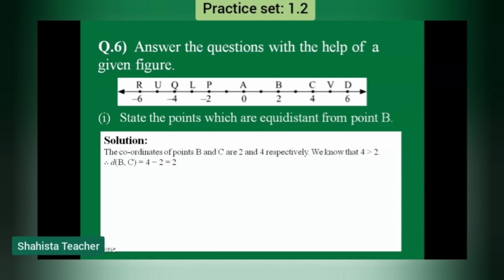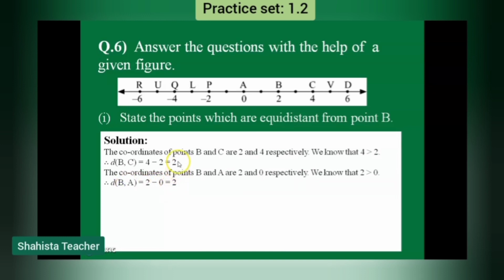Here 2 is greater than 0. Is that clear? 2 is greater than 0. So 2 minus 0. Okay. So here we will write the coordinates of B and A are 2 and 0 respectively. We know that 2 is greater than 0. Now we are finding the distance of B to A, which is equal to 2 minus 0, which is equal to 2.